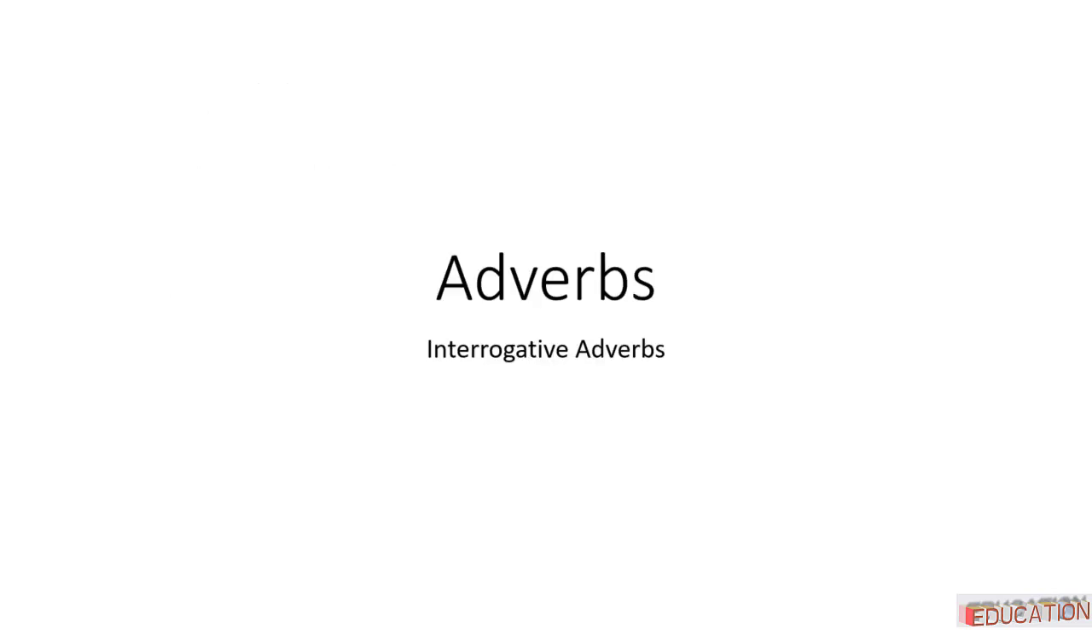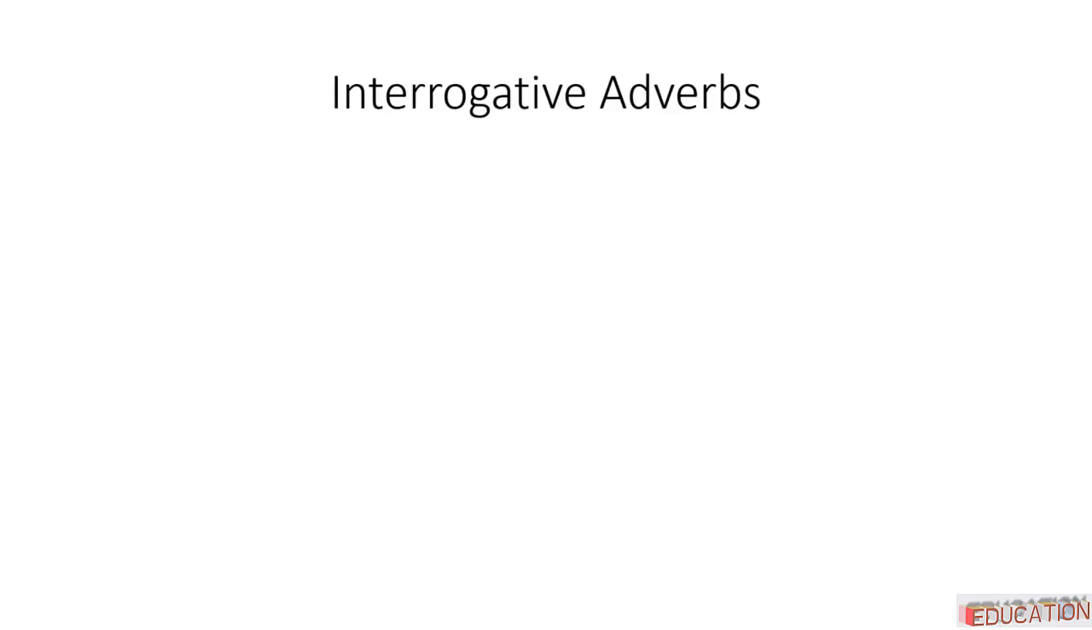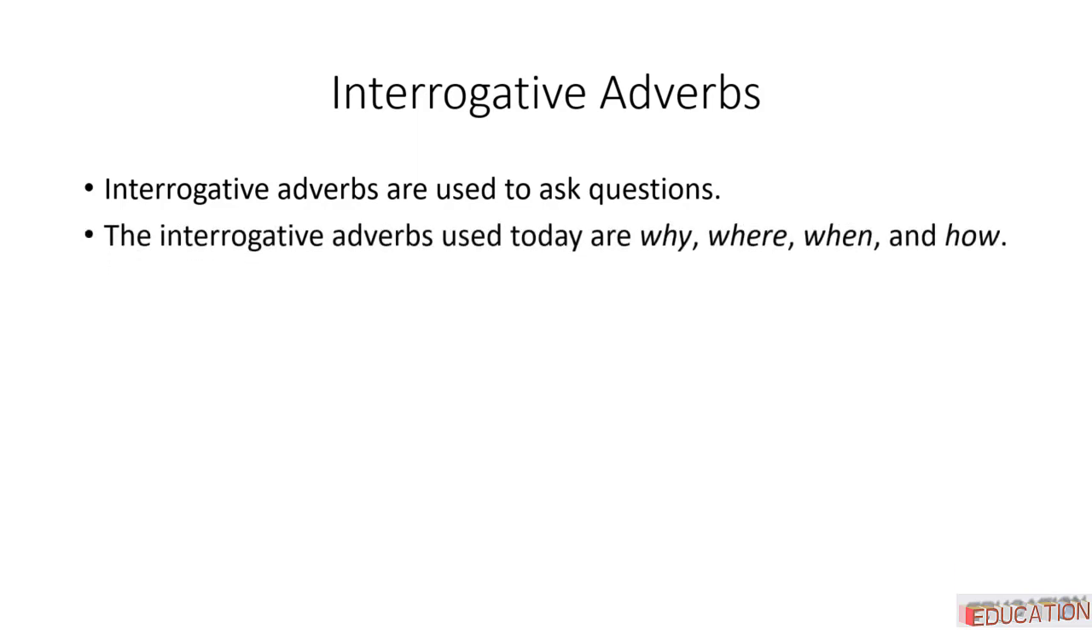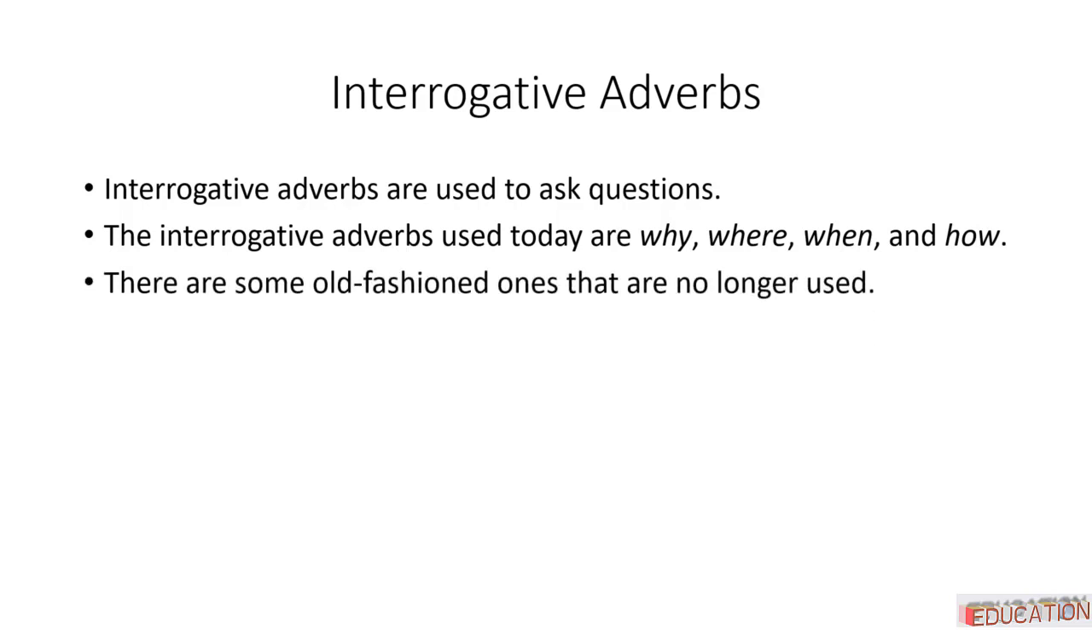This lesson is on interrogative adverbs. So interrogative adverbs are used to ask questions. And the ones we use today are why, where, when, and how. Now there are some old-fashioned ones that we really don't use today, and we'll have a quick look at those. And how is a bit more interesting because it has several different ways of being used.